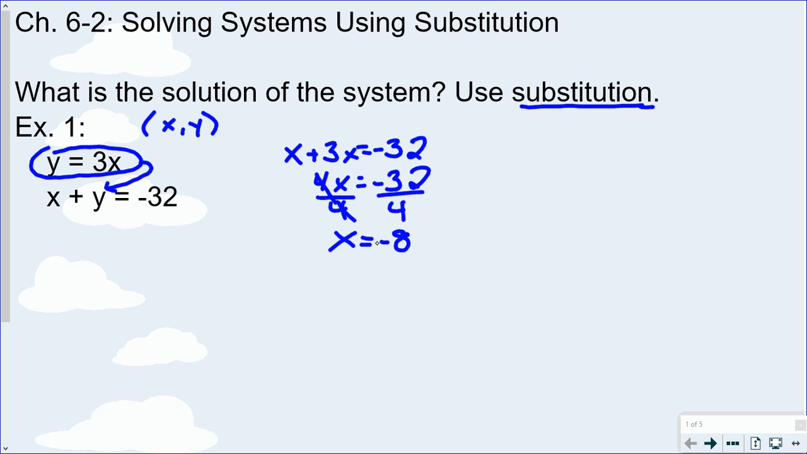Now I just need to find out what y is equal to. All right, so now I'm going to take that equation, y equals 3x.